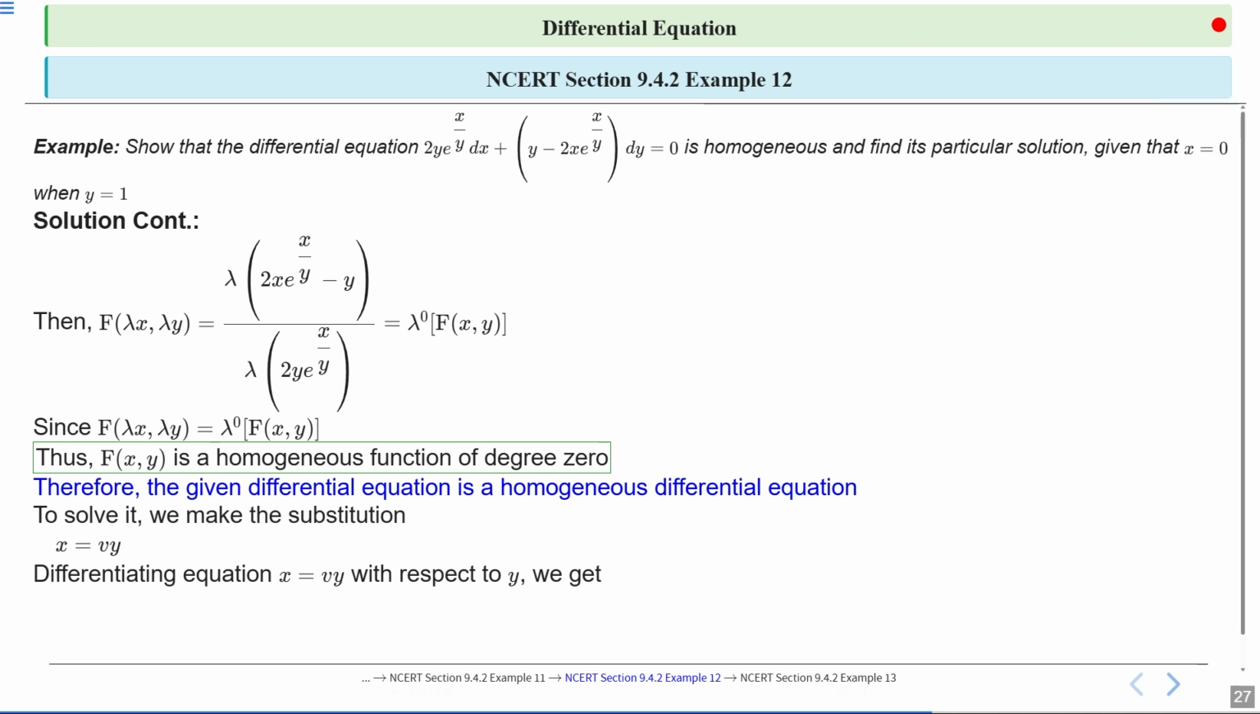So differentiating x = vy with respect to y. In the previous question, we differentiated with respect to x. But here we differentiate x = vy with respect to y, so that we get the value of dx/dy. So dx/dy is equal to, applying the product rule, at first differentiating y with respect to y, so we get v into dy/dy, that is 1, plus y into the differentiation of v with respect to y, that is y dv/dy. That is the value of dx/dy. So now we have the value of x and dx/dy.